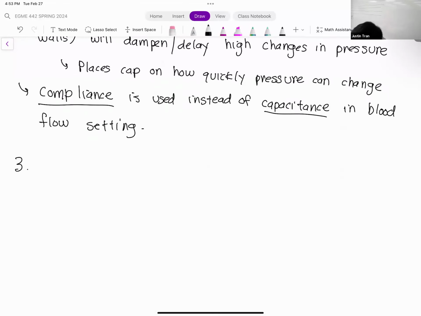The last circuit element that we're going to go over are the inductors. If you look at our two circuit elements so far, we know that resistors represent viscous resistance or viscous friction, and we know that the capacitor represents the flexibility of the vessel walls. Inductors represent the third main fluid mechanical property that we need, which is inertia.